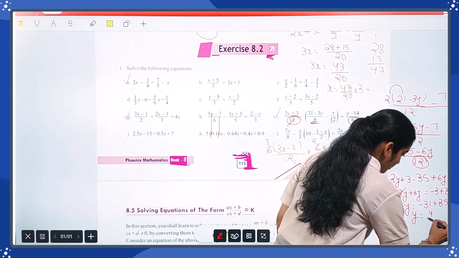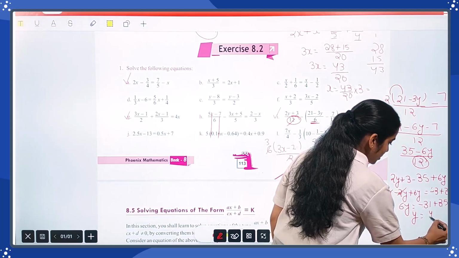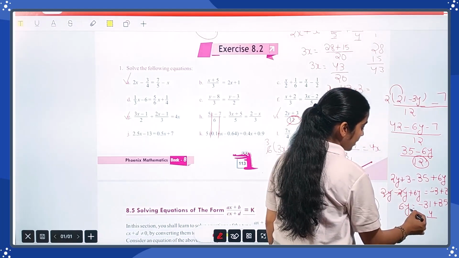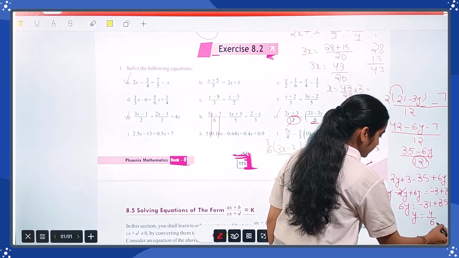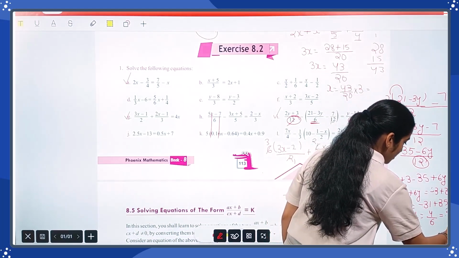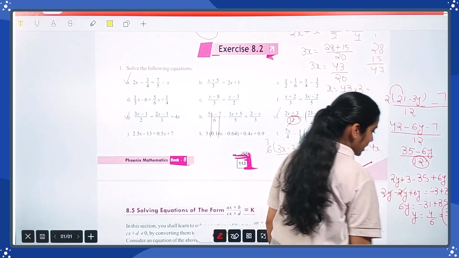minus 31 plus 35 is equal to 4, and 6 here is multiplied with y, so we have to change its side. It will be divided by 6. Your answer is 2 by 3. This is your end answer.